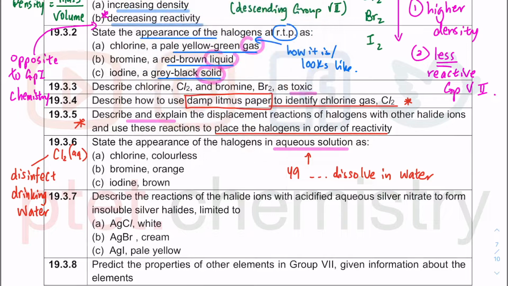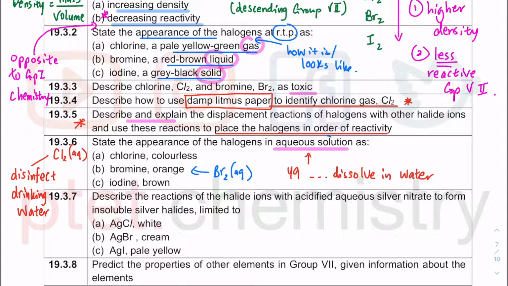And then aqueous bromine. Aqueous bromine, Br2 aqueous, is not a reddish-brown liquid. The liquid is the pure element. You dissolve it in water, you're going to get aqueous. Aqueous means dissolved in water. You're going to get an orange solution.